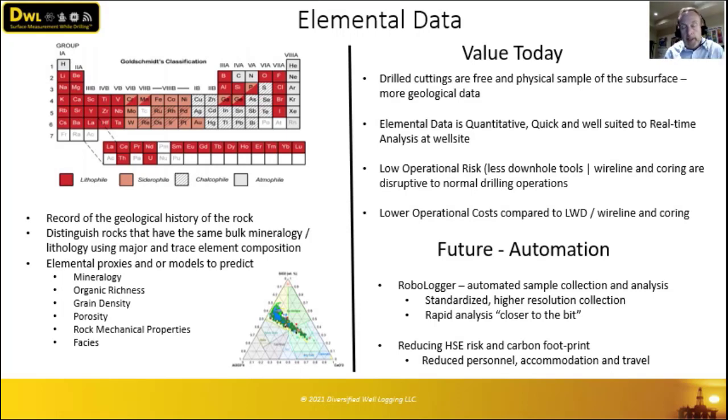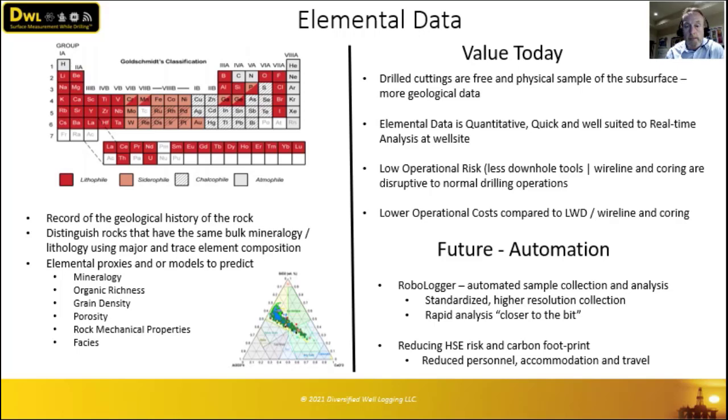So we do that by analyzing the elemental composition of the rock. You can see over here Goldsmith's classification of elements, and we take the data sets and we use it to generate a model mineralogy. We also have models for organic richness, TOC, grain density, porosity, rock mechanical properties and facies.